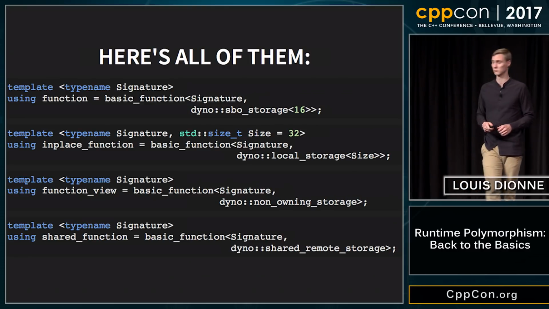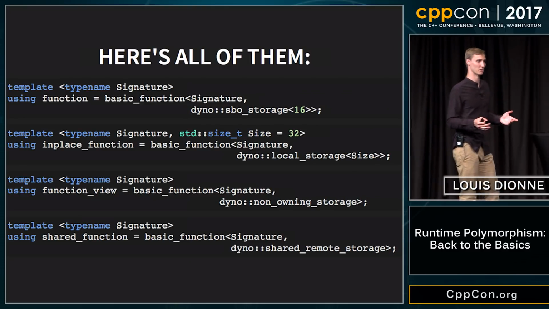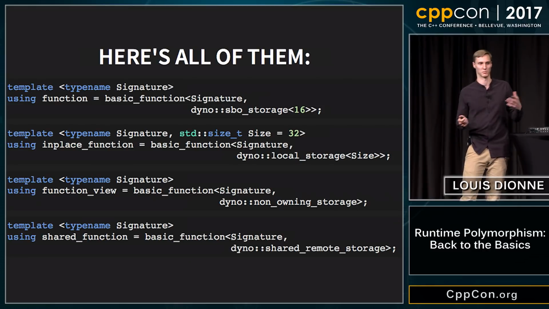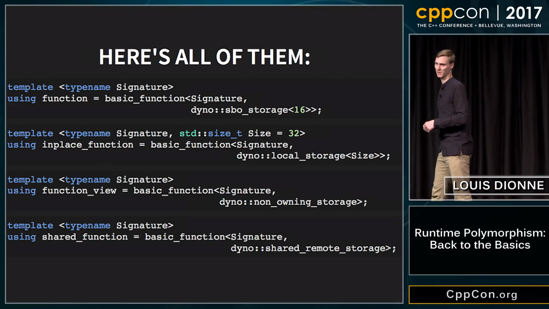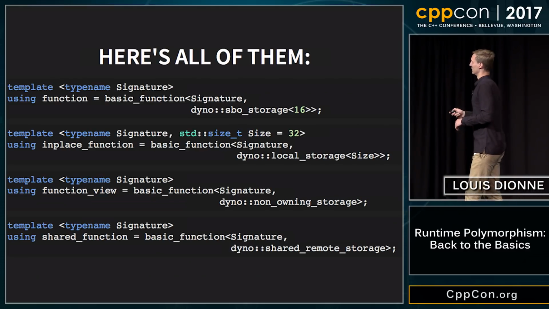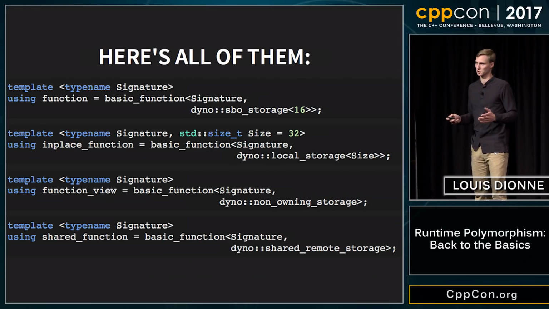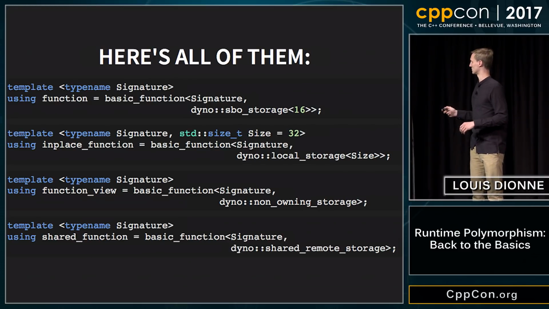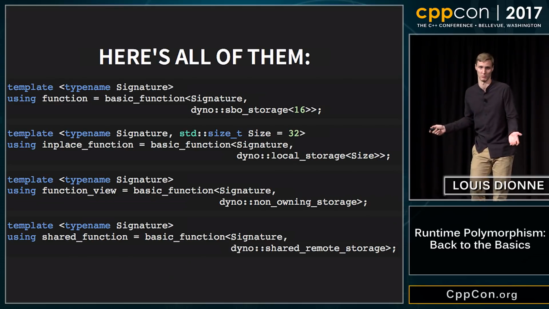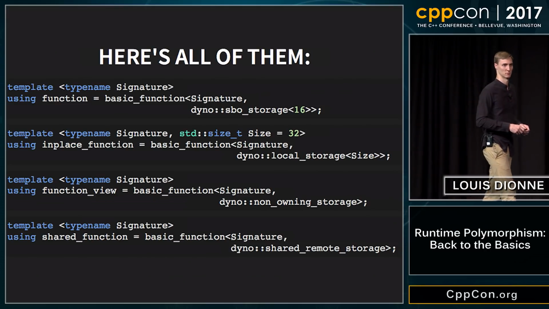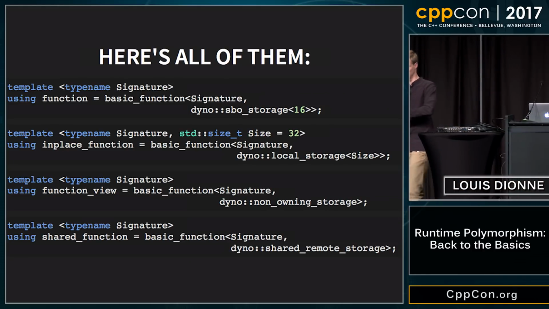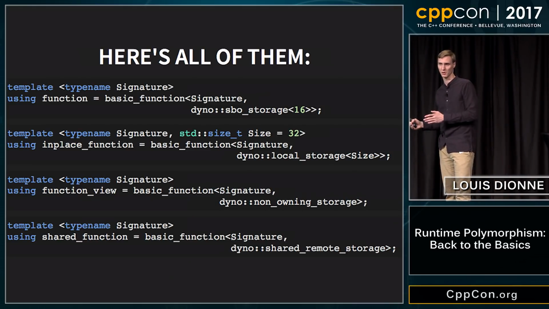So function just uses SBO storage. It's not specified like this, but most implementations use some size of SBO. They try to do this optimization. I think libc++ does 16 or 32 or something. And then in-place function is just a basic function with the right local storage. And the function view just has non-owning storage. And we could maybe even consider having shared function. I don't care about it, but it's possible. You're just using shared storage. So I think this way of seeing things as a storage policy is pretty powerful.